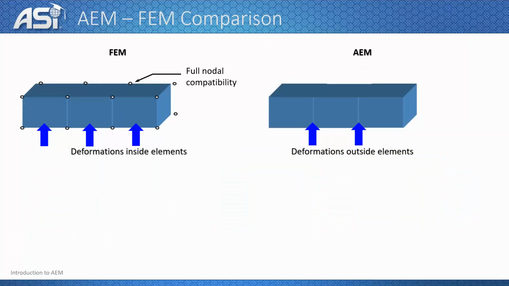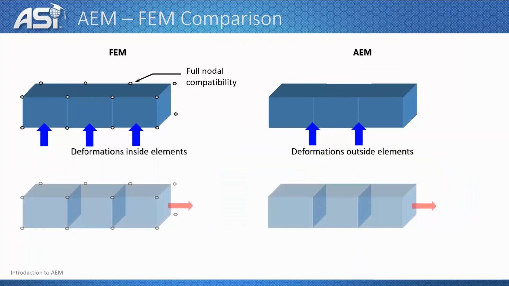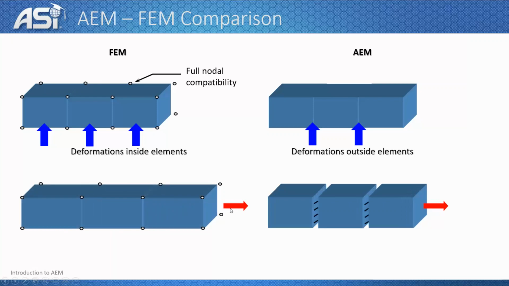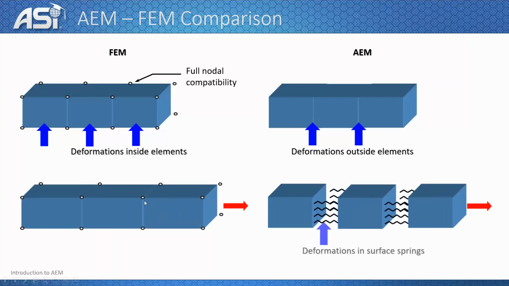There are some differences between the applied element method and the finite element method. For example, the first difference is that in the finite element method, if you are applying a tension load on this member in here, we see that the element deforms. However, the nodes cannot be separated from each other. Here in the applied element method, the element itself is rigid, so no deformations are happening inside the elements. All the deformations are happening at the interfaces between the elements, as we can see in here.